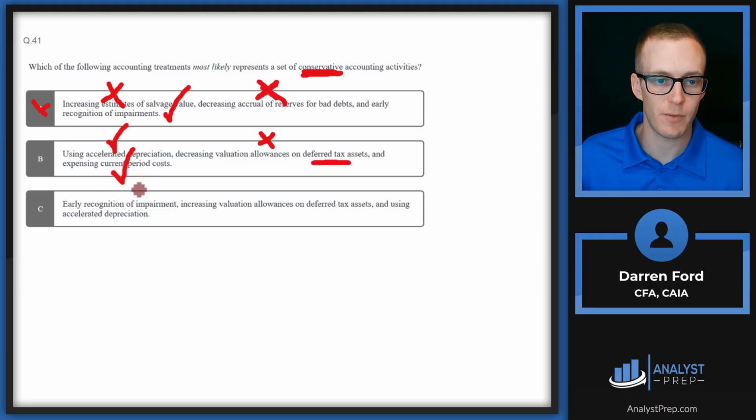So we've got early recognition of impairment, which we said was good up here. Increasing valuation allowances on deferred tax assets. That's going to be better than decreasing. And then lastly, using accelerated depreciation. That's also going to be good. So we've got 3 out of 3 good here for C. So we will rule out answer B.